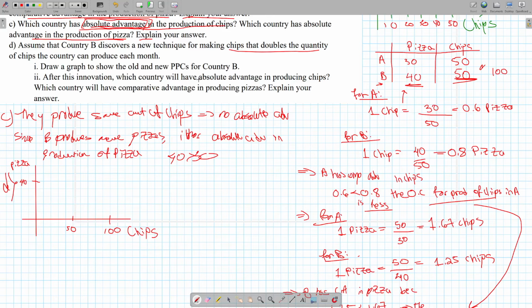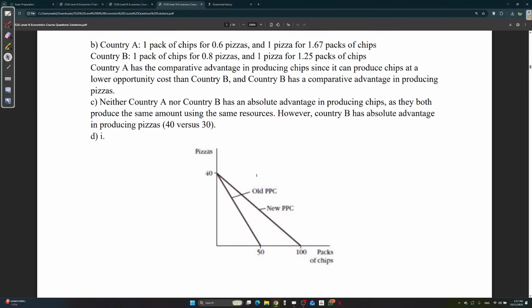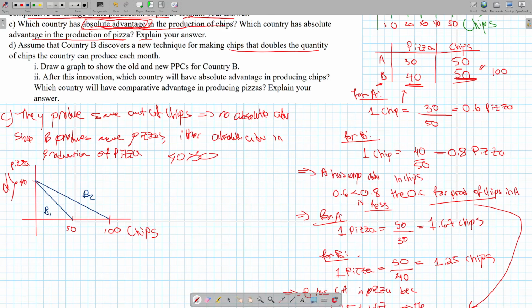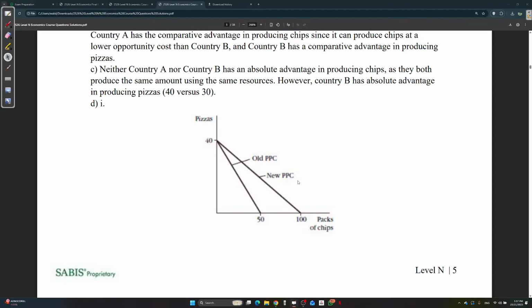So let's draw the PPCs. Simply, all you have to do is connect the dots. The old one is from here to 50. The new one is from here to 100. Or you can simply call this B1, and this B2. Let's take a look at how they solved this. They said the same thing, but they put old PPC, new PPC. It doesn't matter, as long as you label it properly, that's completely fine.